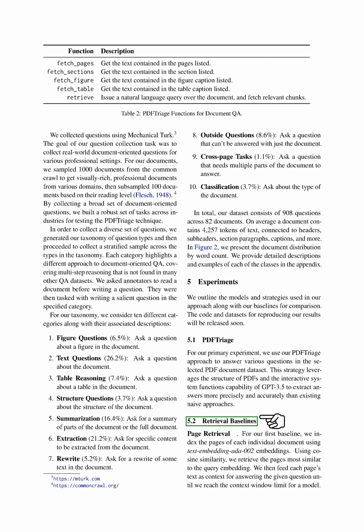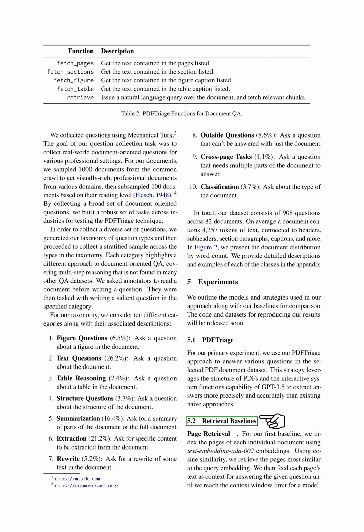We used two baselines for comparison. The first involved indexing the pages of each document using text embedding ADA002 embeddings. We then used cosine similarity to find the pages most similar to the query embedding. Each page's text was then used as context for answering the question until we reached the context window limit for a model.